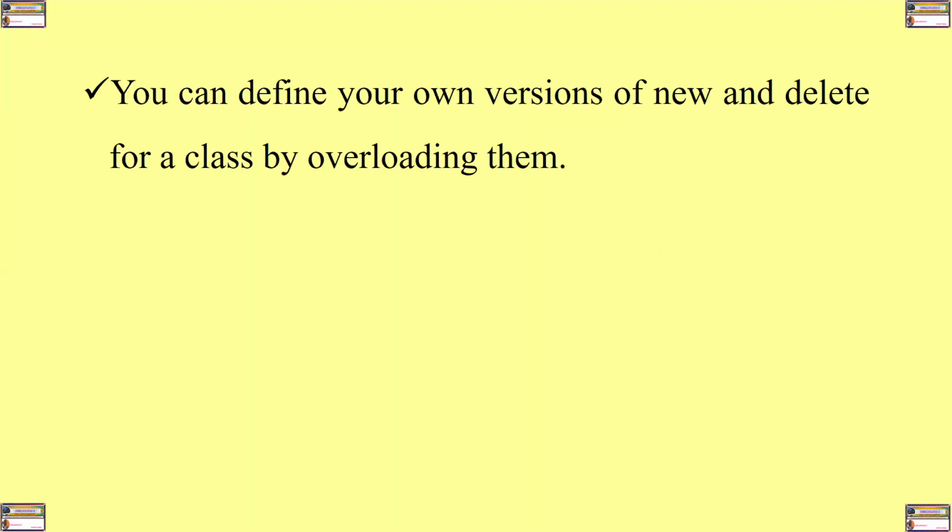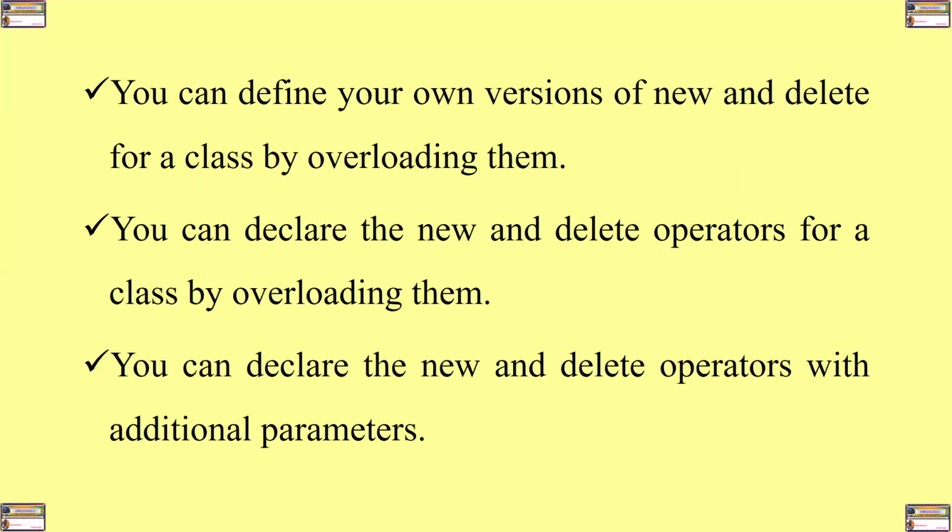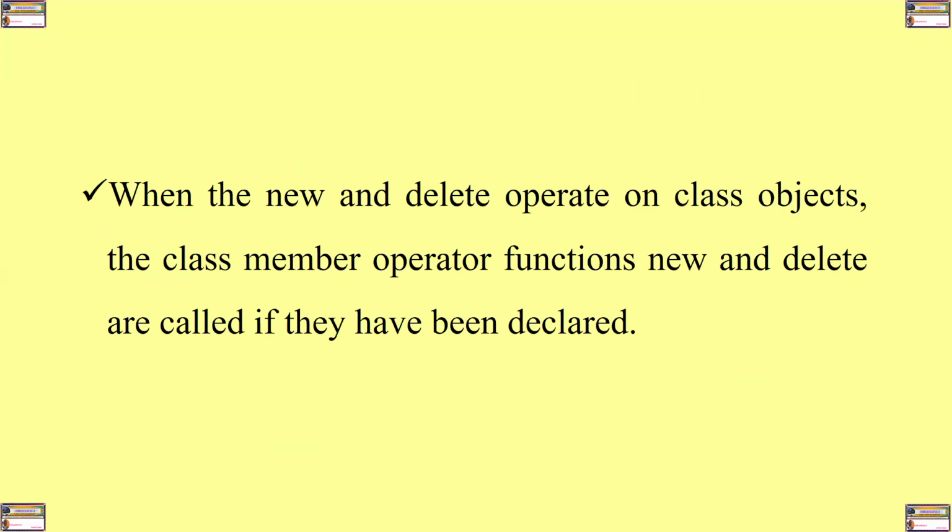You can define your own versions of new and delete for a class by overloading them. You can declare the new and delete operators for a class by overloading them. You can also declare the new and delete operators with additional parameters. When the new and delete functions operate on class objects, the class member operator functions, new and delete, are called if they have been declared.